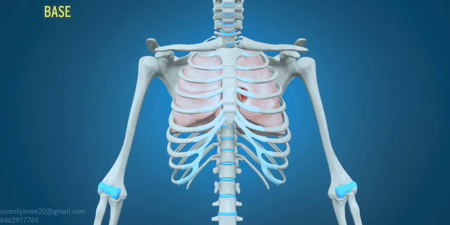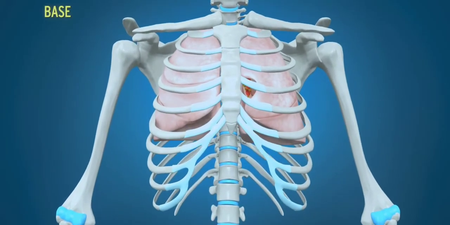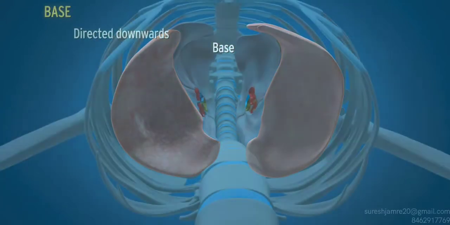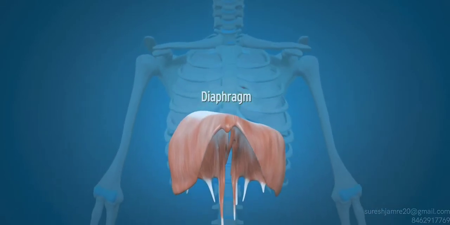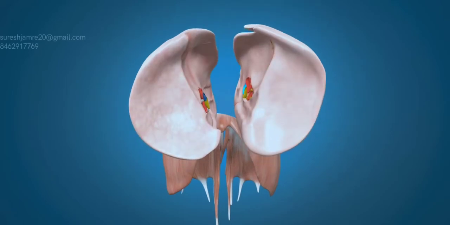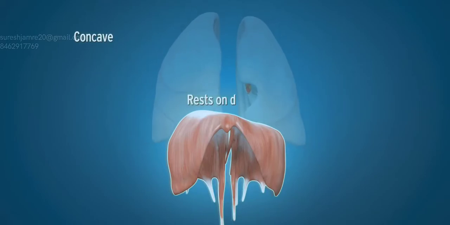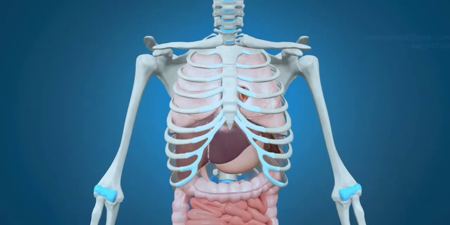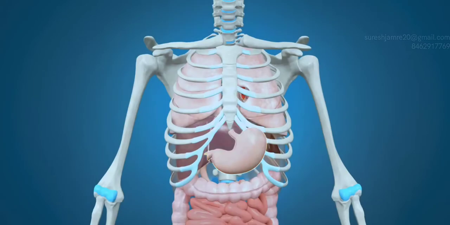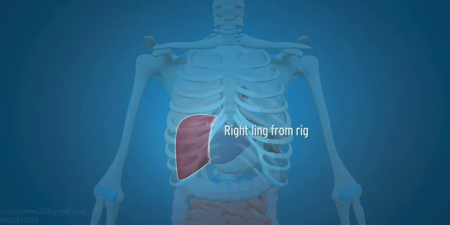Base. Base is directed downwards towards the diaphragm on which it rests. It is semilunar in shape. It is concave and rests on diaphragm. Diaphragm separates left lung from left lobe of liver, fundus of stomach, and spleen. It separates right lung from right lobe of liver.